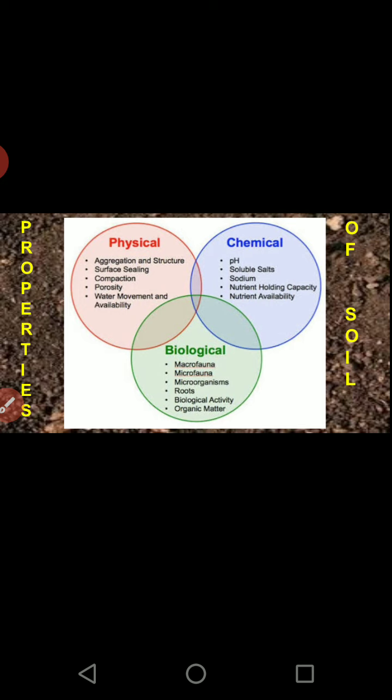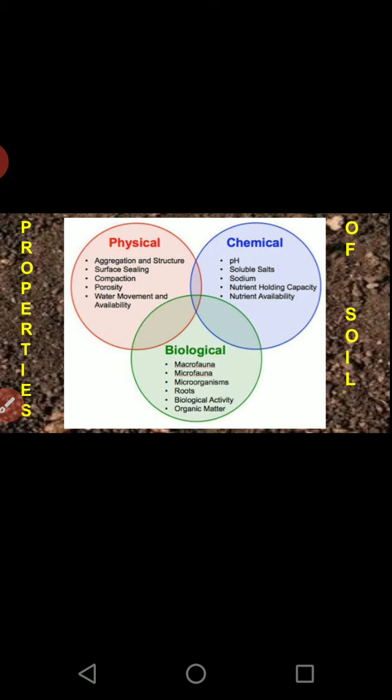Surface sealing, that means what kind of porosity is there, and how much water is going down. Compaction, how closely packed the soil is; clayey soils are very compact. Porosity, like sandy soil, which is very porous. Water movement and availability, these are a few physical properties.